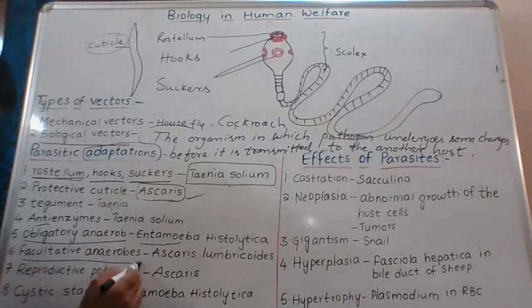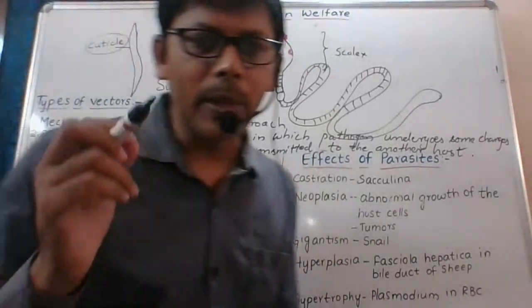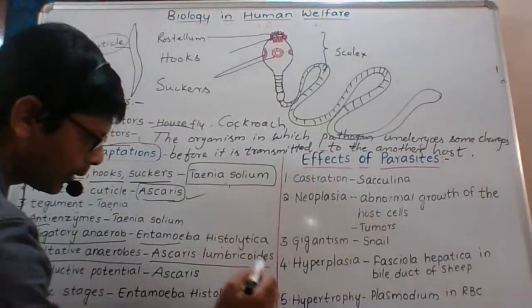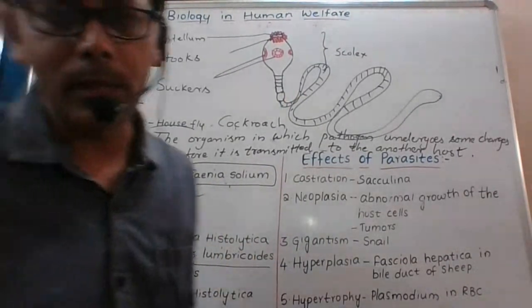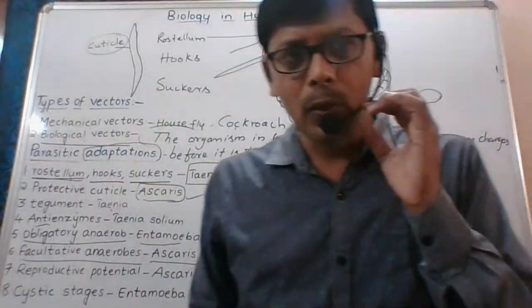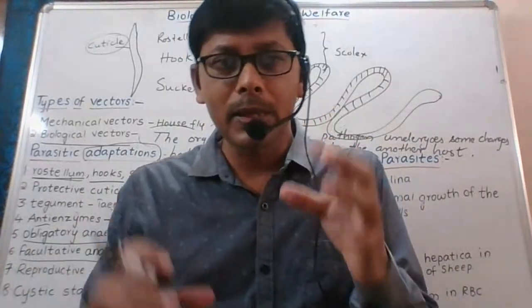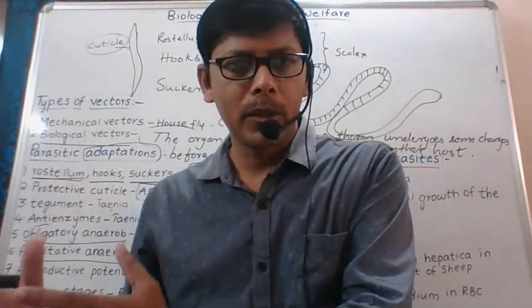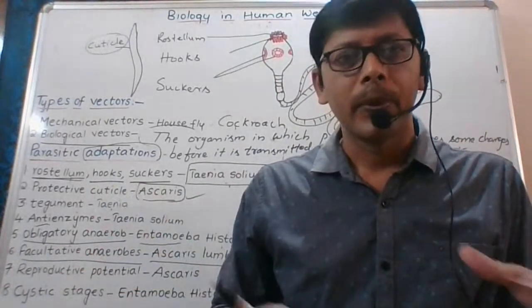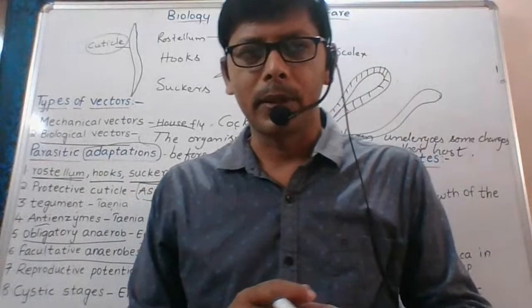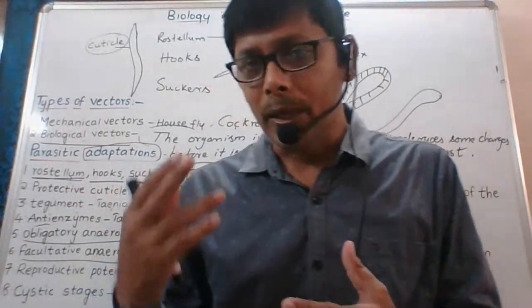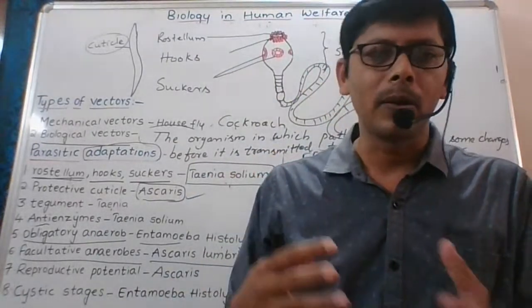Next, facultative anaerobe. Facultative anaerobe means, for example, Ascaris lumbricoides is a facultative anaerobe. When oxygen is available, it can carry out aerobic respiration. When oxygen is not available, it can carry out anaerobic respiration. That means it can survive both in conditions where oxygen is present and where oxygen is absent.